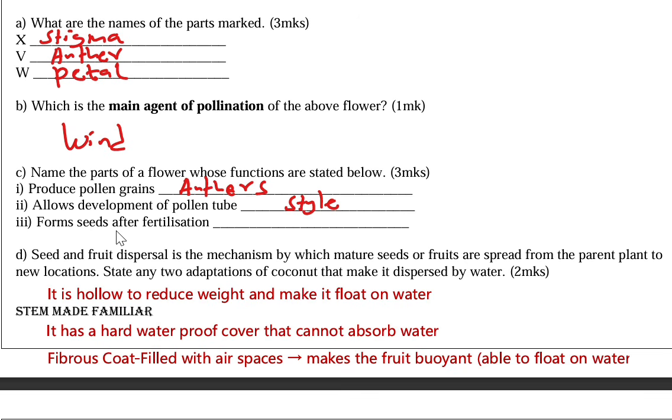And finally, forms seed after fertilization. So you know that these are the ovules. So ovules are the ones that form seeds after fertilization. So it is ovules. We score those 3 marks.